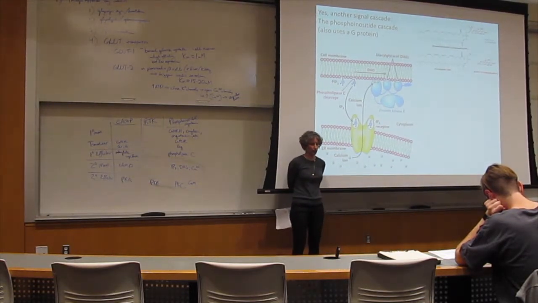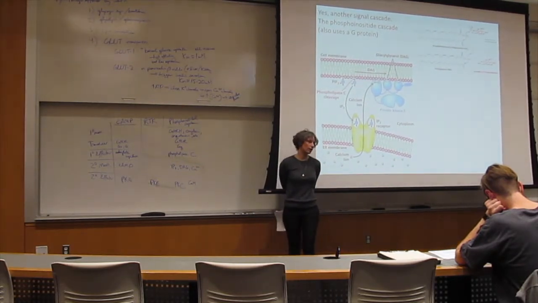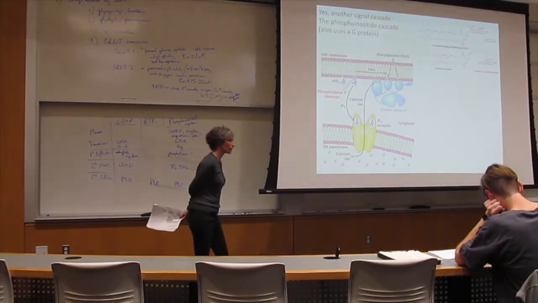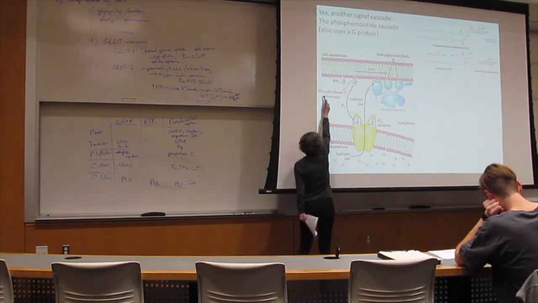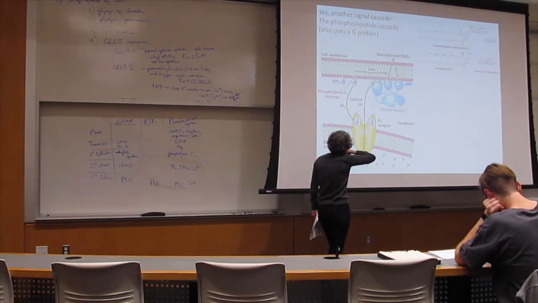It works the same way in the beginning as our other guy. So the GDP is going to fall out, the GTP is going to bind, the G alpha subunit disengages and moves across the membrane. Only now, instead of activating adenylate cyclase, he's going to activate phospholipase C, which is magically not shown in this diagram.